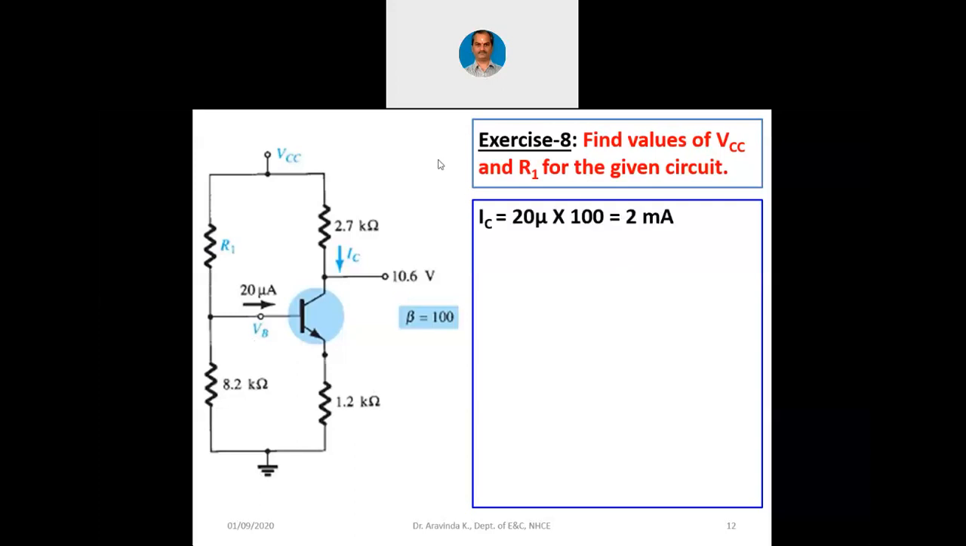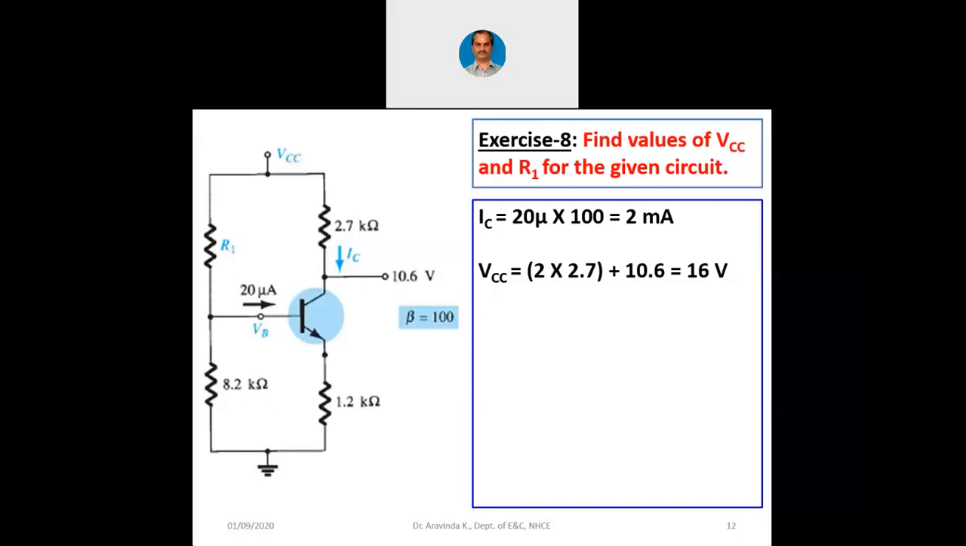So, given IB, we will find IC: 20 microampere into 100 is 2 milliampere. Now, when we obtain IC, we will find VCC. You can just see, it is 2.7 kilo ohms into 2 milliampere plus the collector voltage 10.6 volts. So, we get VCC as 16 volts.